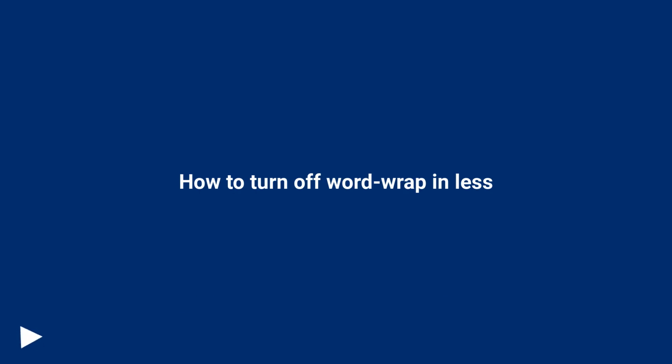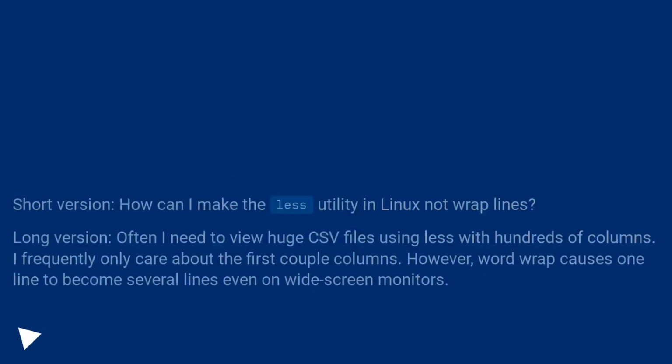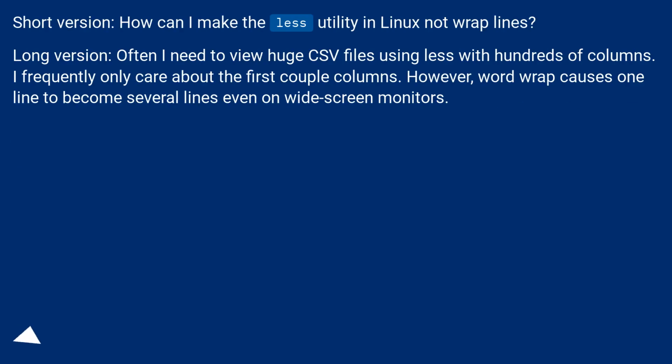How to turn off word wrap in less. Short version: how can I make the less utility in Linux not wrap lines?